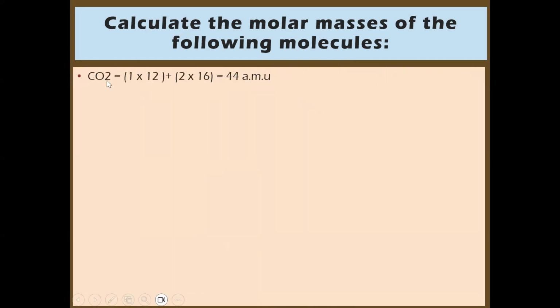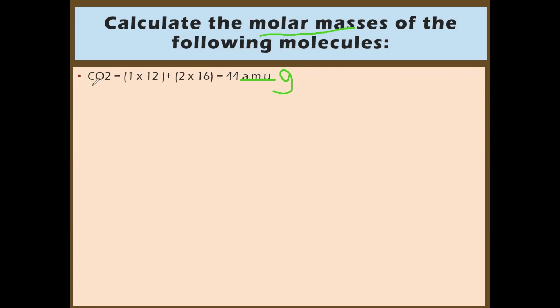So some calculations. Carbon dioxide. The molecular mass of carbon dioxide is the sum of the masses of all the atoms of the molecule, and its unit is AMU. While the molar mass is the same calculation, but its unit is gram. The molar mass is the mass of 1 mole, okay?